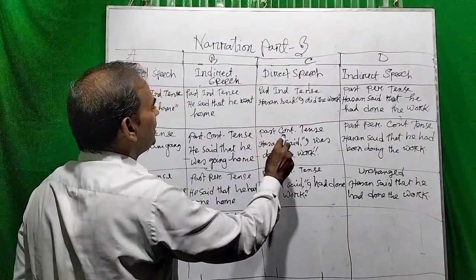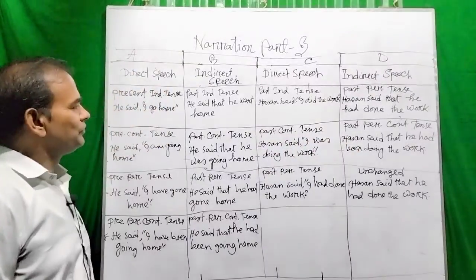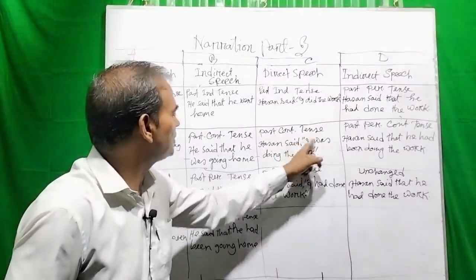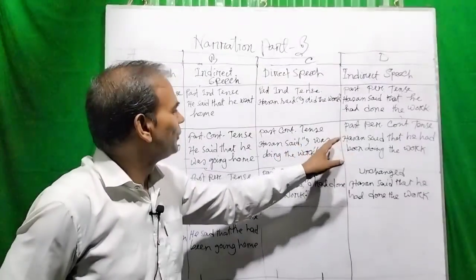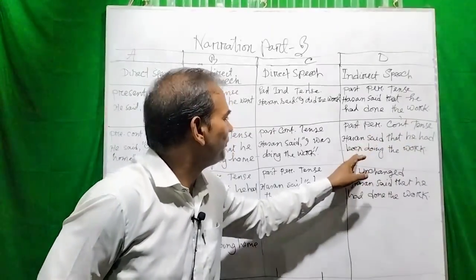So here you see the past continuous tense. I was doing the work. Hassan said, I was doing the work. So was has been changed into had been.